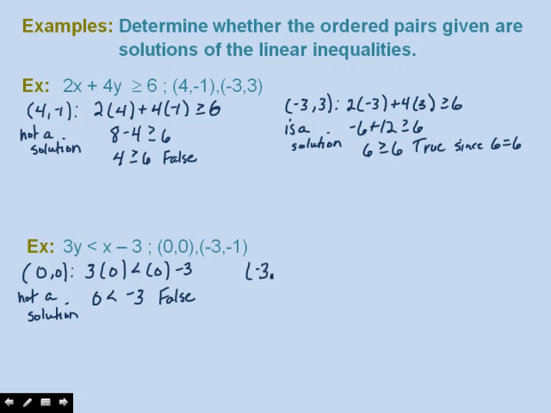Now let's look at the ordered pair (-3, -1). So we're substituting -1 for y and -3 for x. That gives us negative 3 on the left side, and negative 3 minus 3 on the right side would give us negative 6. Is negative 3 less than negative 6? No, it isn't, so this is false, which means that this also is not a solution.